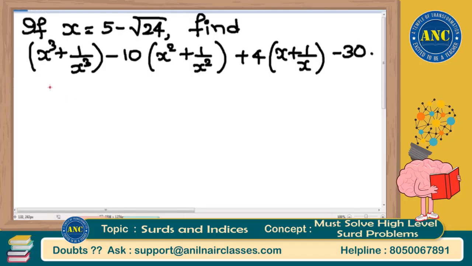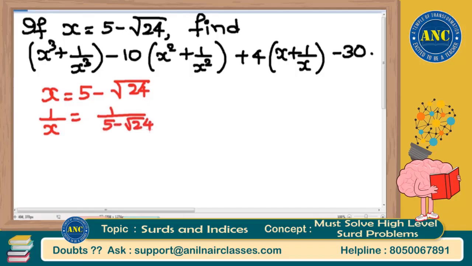Now see here, x is given as 5 minus root 24. I will find out the reciprocal. It becomes 1 by 5 minus root 24. 5 is root 25, so root 25 minus root 24. 25 minus 24, denominator is 1. You will be left with 5 plus root 24. 1 by x value is 5 plus root 24.